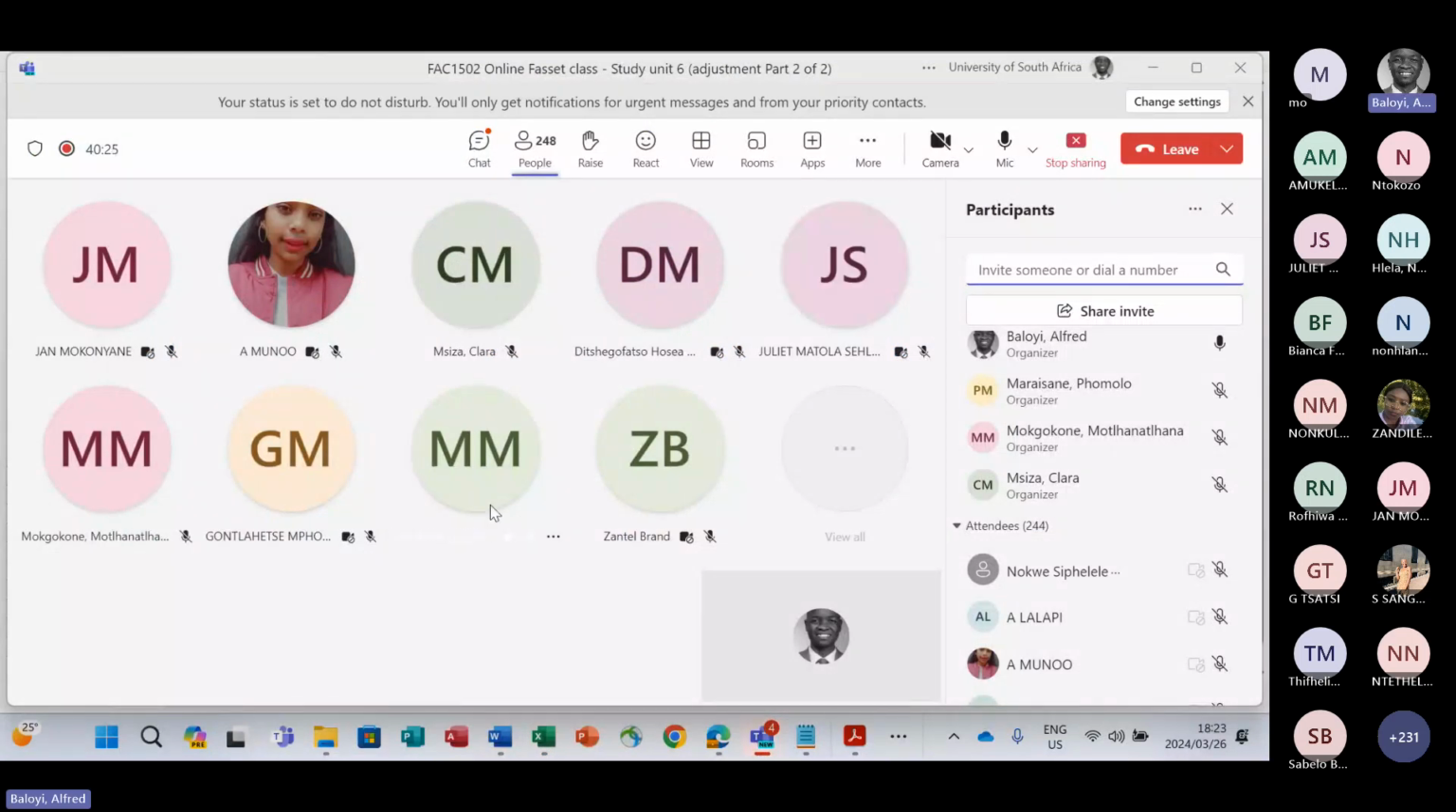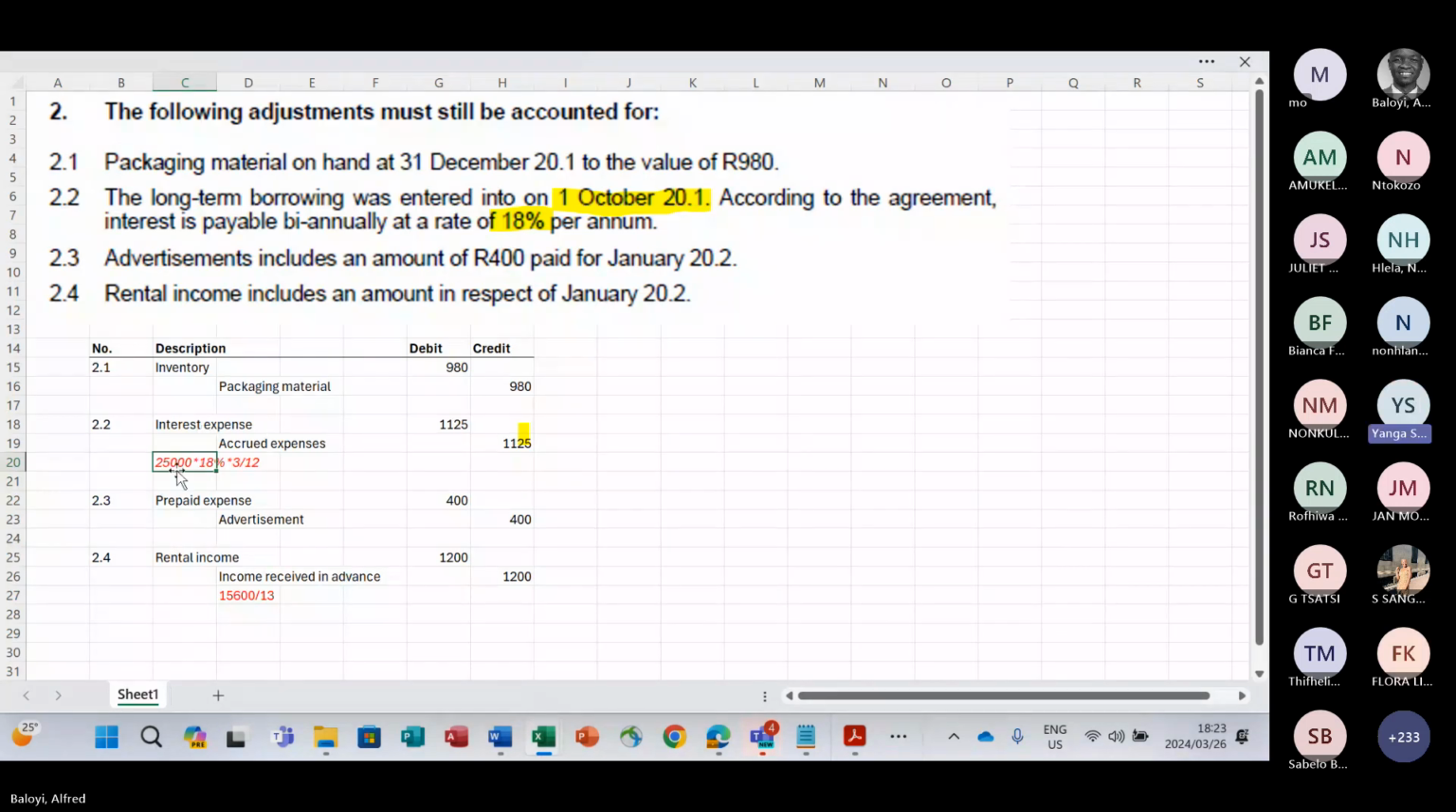Any other questions? No other questions. Oh, I see this one question from Yanga Shangazu. You may go ahead. Yes, sir. Can you please repeat for me the calculations of rental income? Rental income, on 2.4, yes.